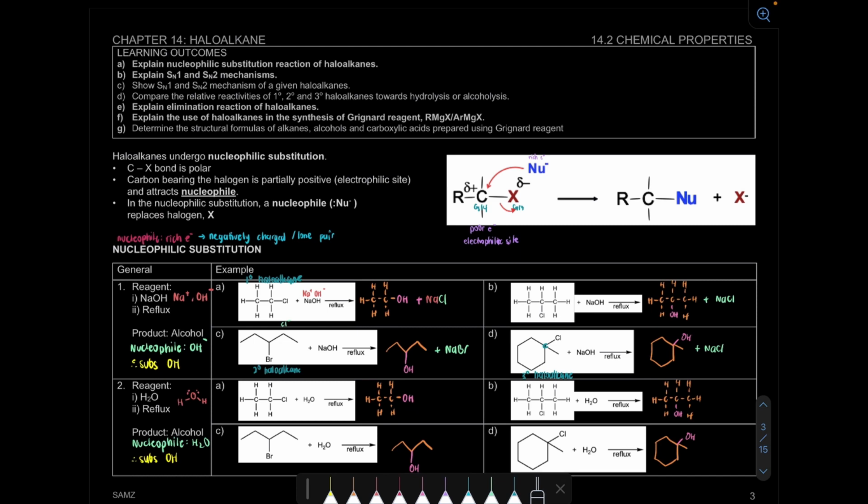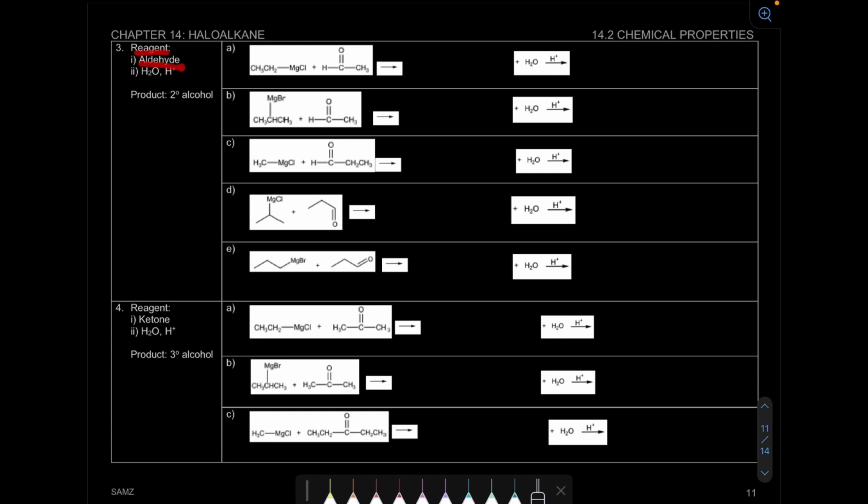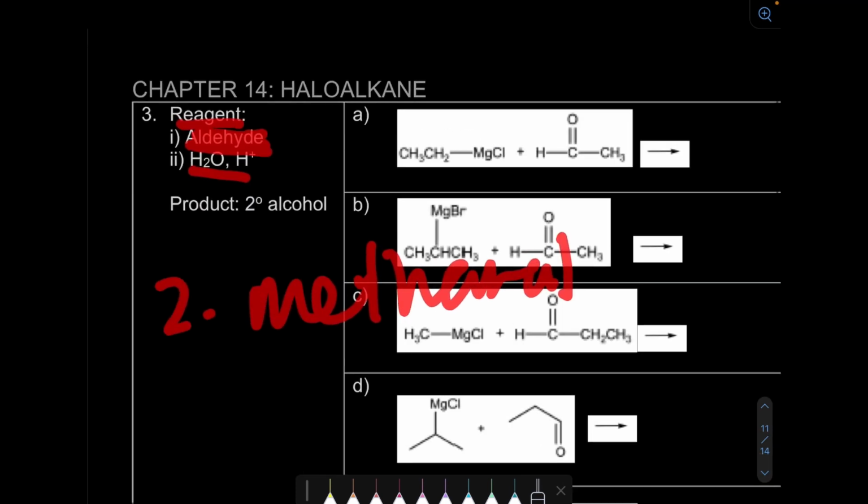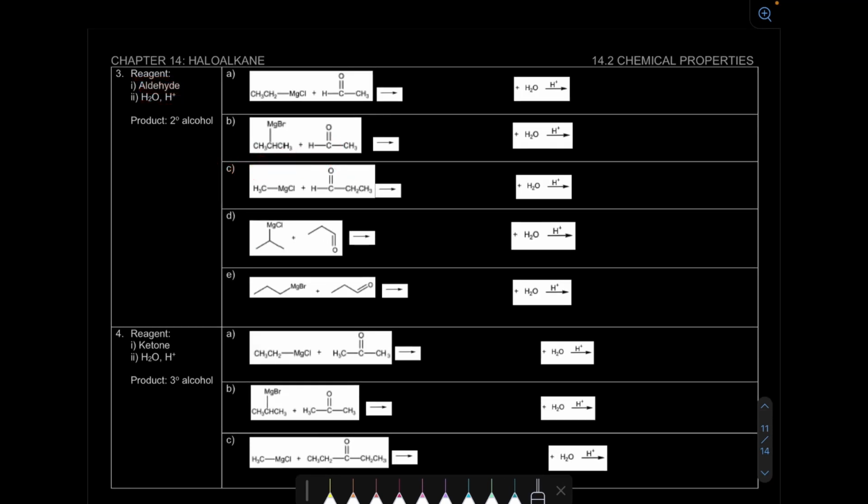So let's look at your notes on page 11. We're going to continue for number 3 where our reagent is aldehyde. So number 2 tadi reagent kita methanol, but this time around it's aldehyde. Okay. So what is actually aldehyde?